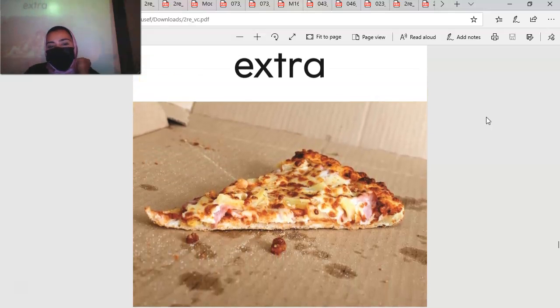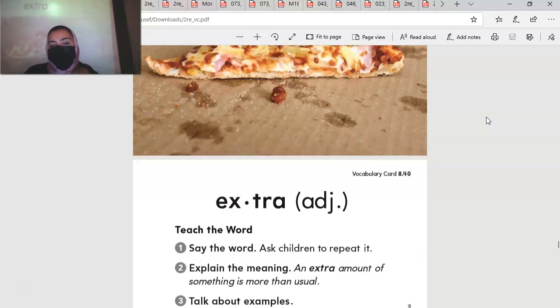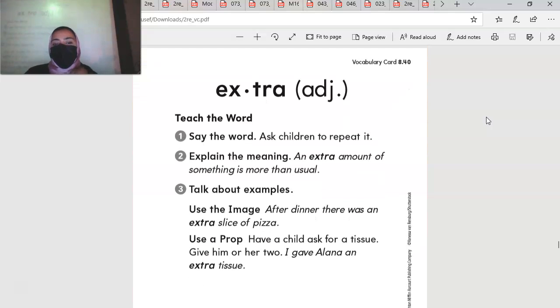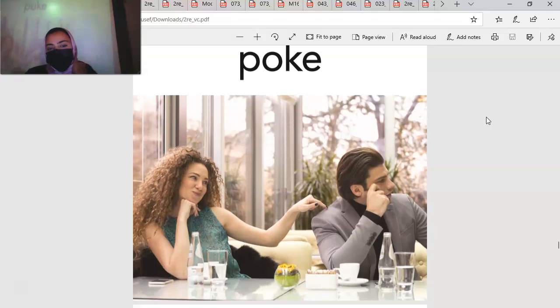All right, here it says extra. Looks like all the pizza is gone and there's an extra. What do you think extra means, Destin? Okay, maybe having more. The amount of something is more than usual. So if you have more than usual, then you have extra.